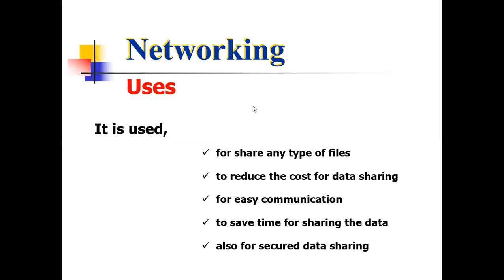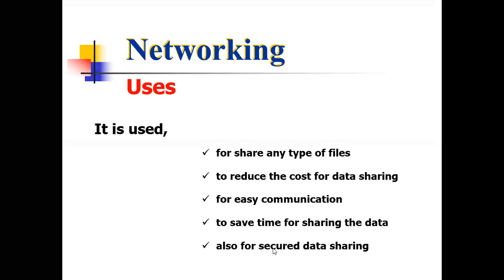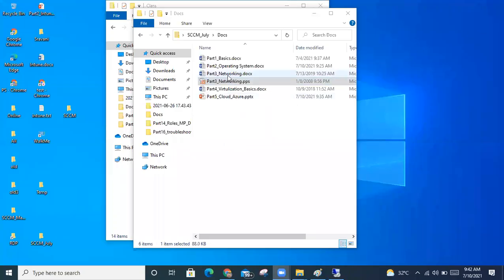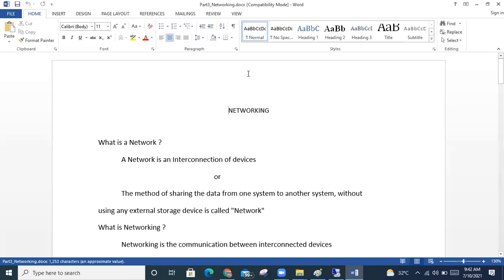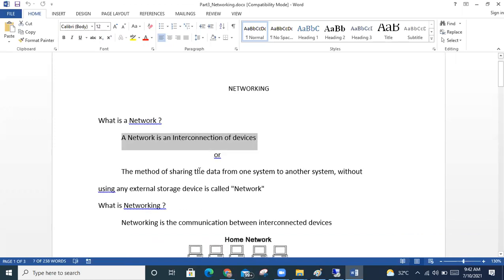So what is the use of networking? You can share any files, reduce the cost of data sharing, have easy communication, save time in sharing data, and secure the data sharing. Those are the advantages of networking. Is it clear? So again, what is a network? A network is an interconnection of devices, or the method of sharing data from one system to another system without using any external device.